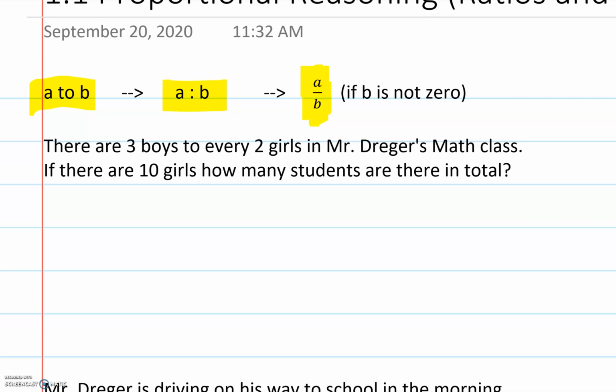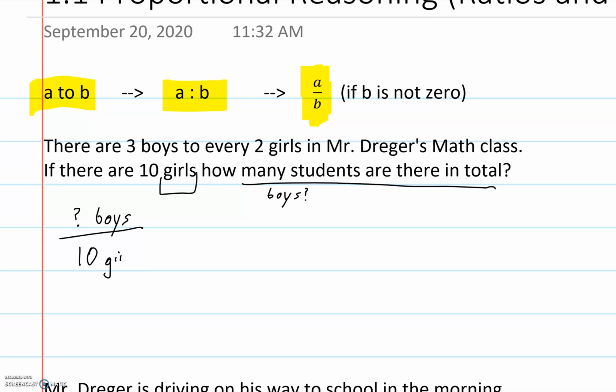You're going to ask yourself, what do you want to know? At this point, what do we want to know? We want to know how many students in total. But first, what we need to figure out is how many boys there are, because we know how many girls there are. So we're going to ask ourselves the question, how many boys are there if there are 10 girls?